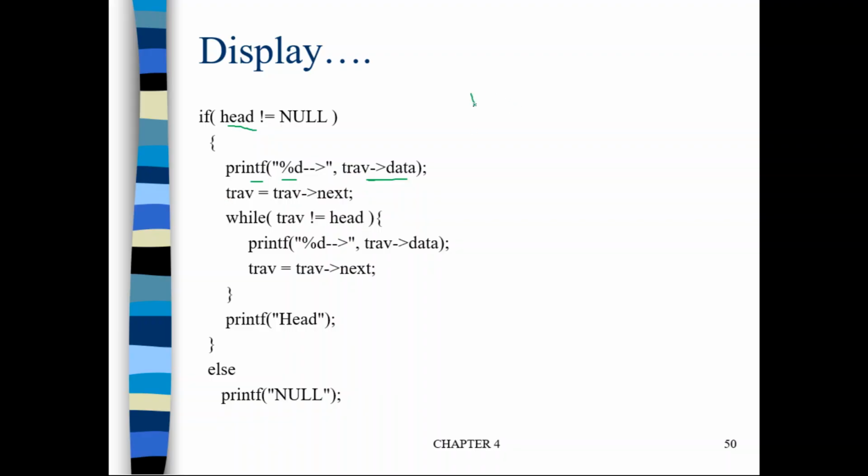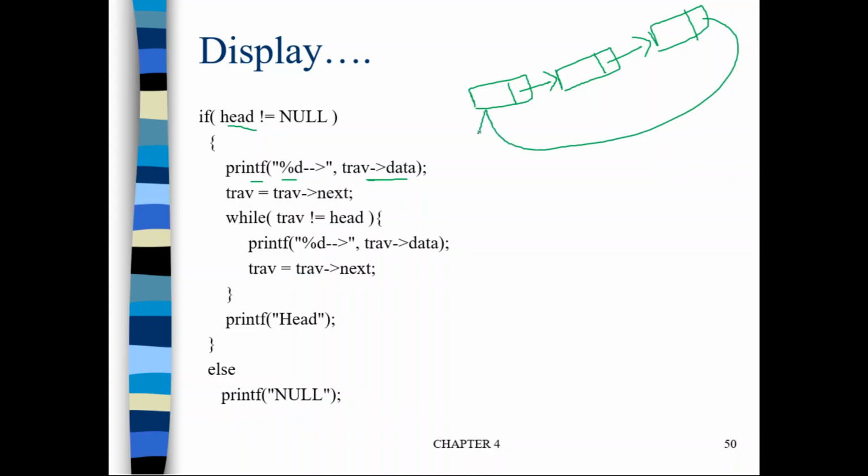Then, let us assume this is the linked list. For a simple case, let us assume just 3 nodes are there. The third node's next is pointing to the first node. So these are the nodes 1, 2 and 3. Head is pointing to the first node. Traverse is also pointing to the first node.